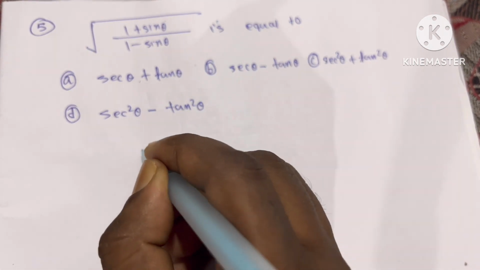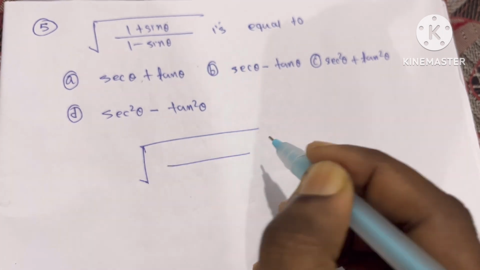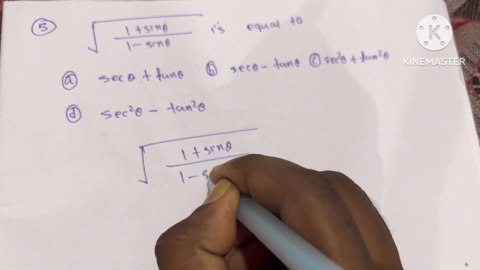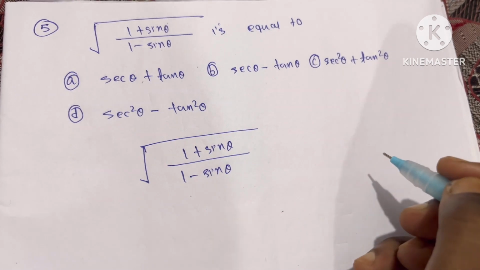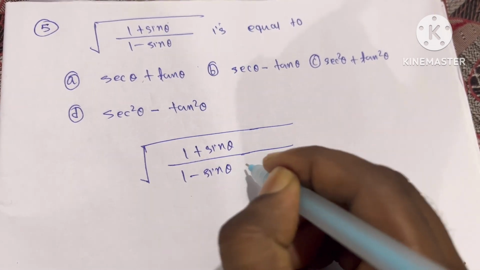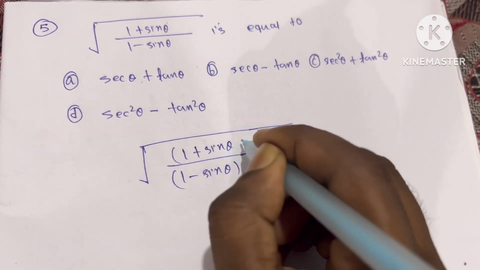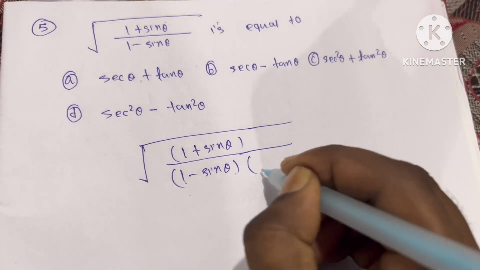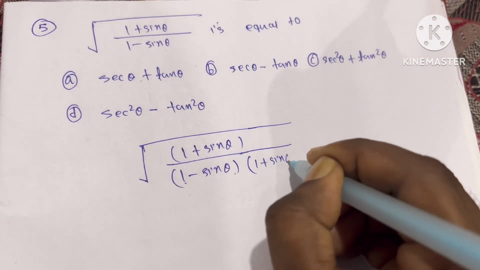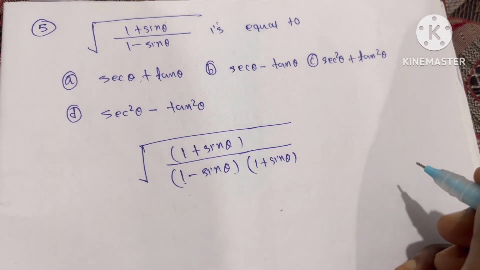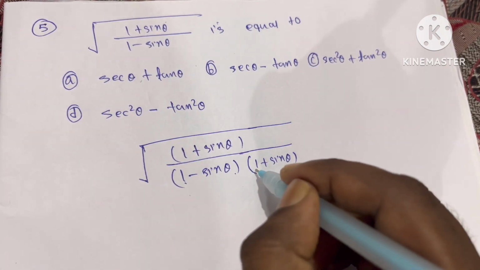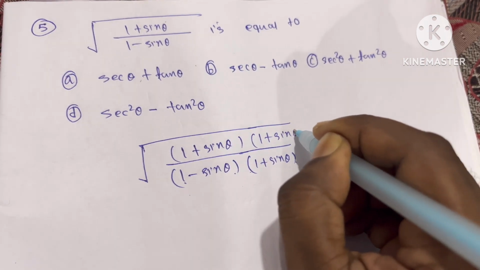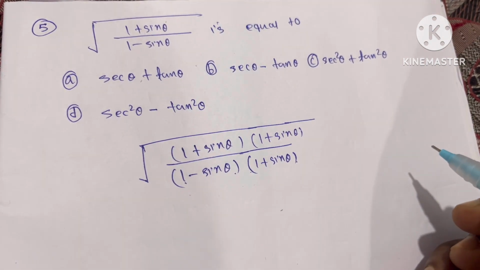So how will we simplify this? That means we have to remove the square root. For removing the square root, we have to multiply both numerator and denominator by what? The conjugate of the denominator. Here the denominator is of the form 1 minus sin theta, so we'll multiply both numerator and denominator by 1 plus sin theta. Yes or no?